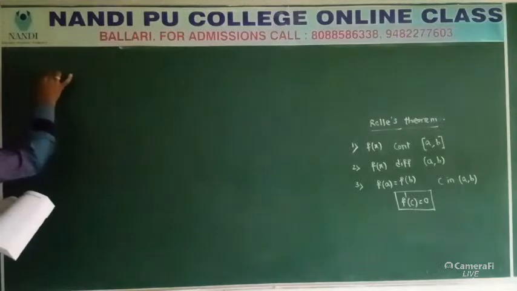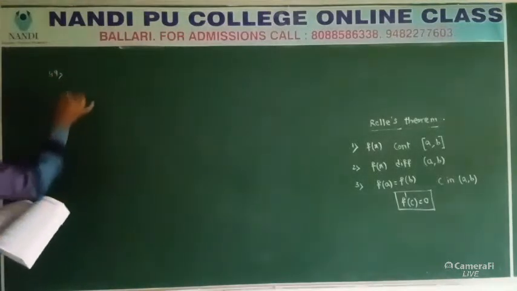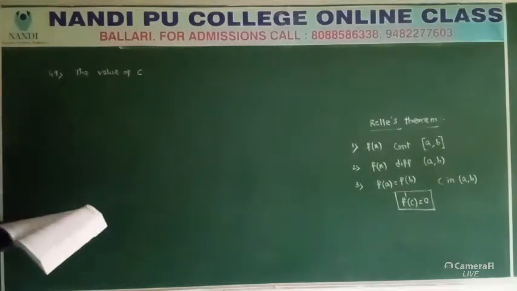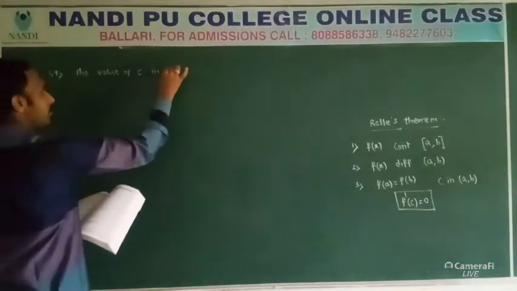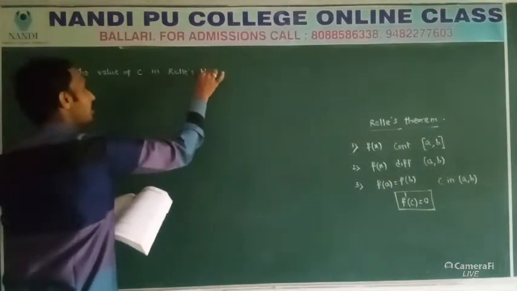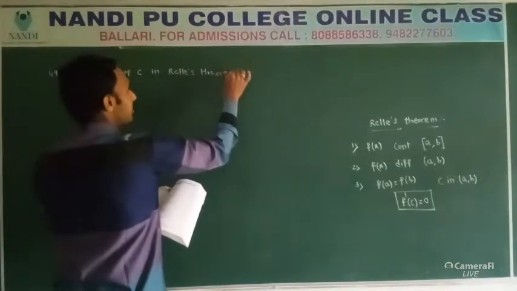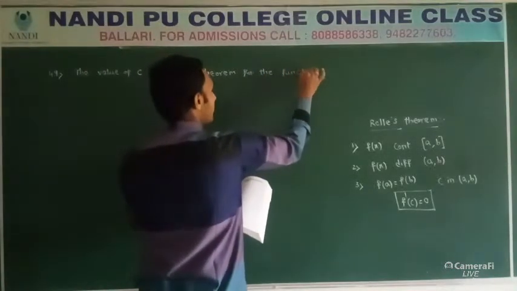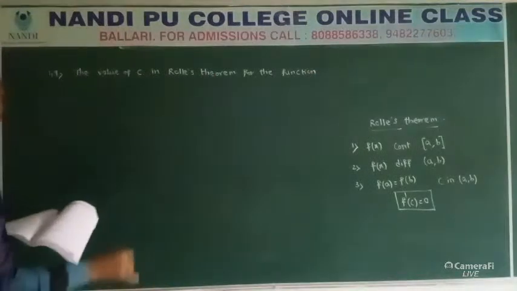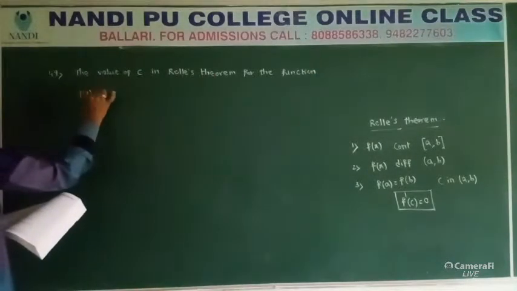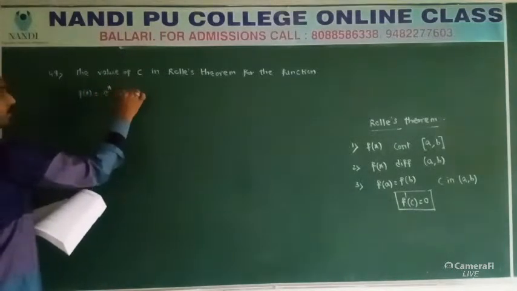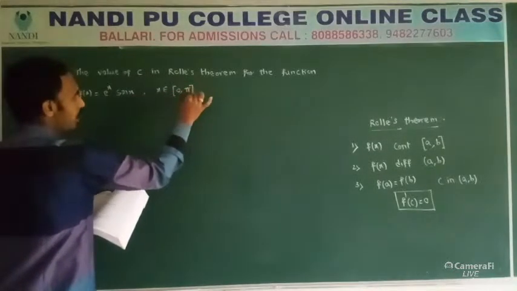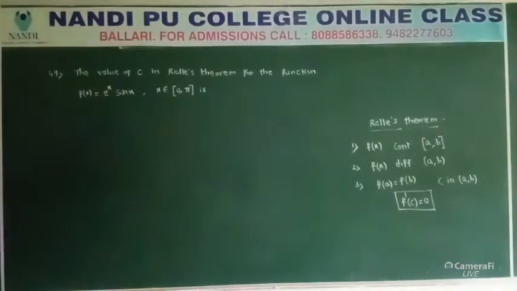Right. Problem number 49. The value of C in Rolle's theorem for the function f of x is equal to e power x into sin x, x belongs to the closed interval 0 comma pi, is?